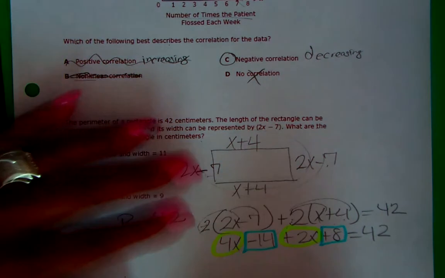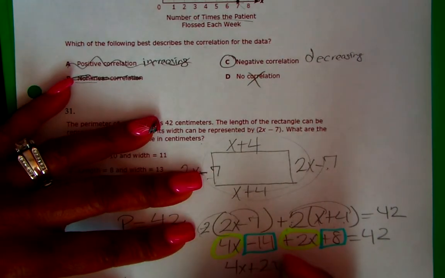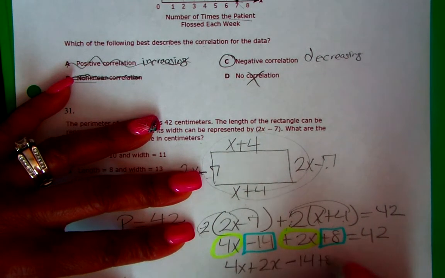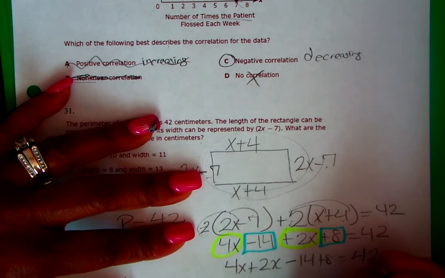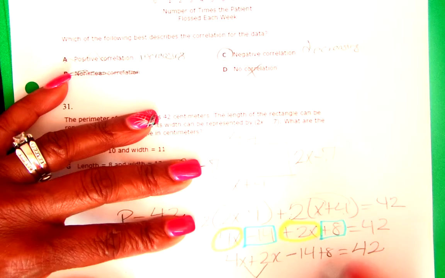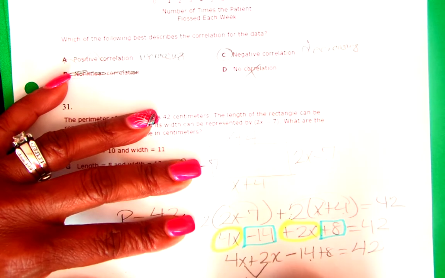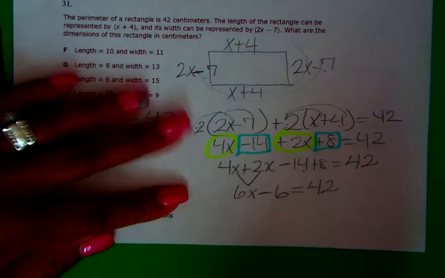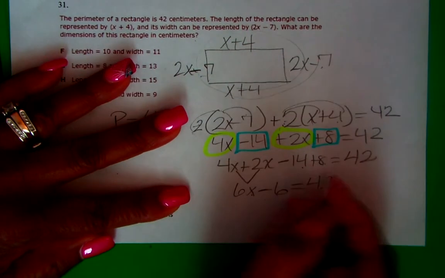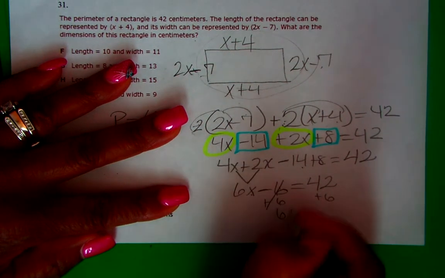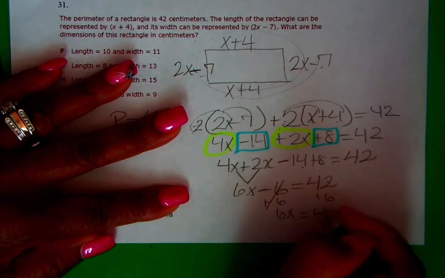So here we go. I have here 4x plus 2x, using the commutative property to rearrange. Negative 14 plus 8 equals what? 42. Combine like terms. 4x and 2x is 6x. Negative 14 and a positive 8 combined gives me a negative 6 equals 42. Now I have my lovely two-step equation. I'm still trying to isolate the x. Add 6 to both sides. Cancel, add the inverses. 6x equals 42 and 6 gives me 48.